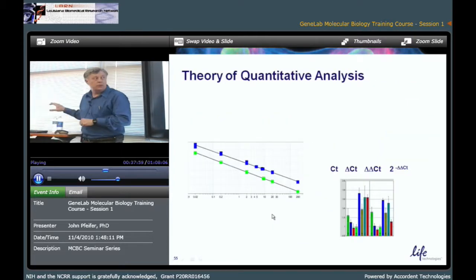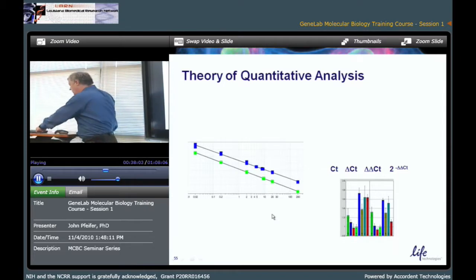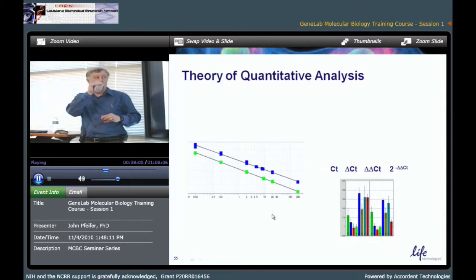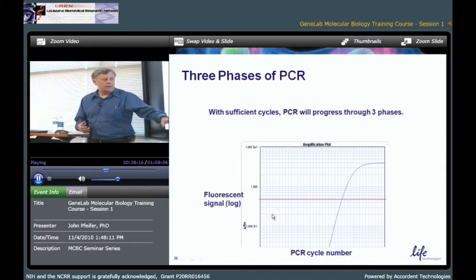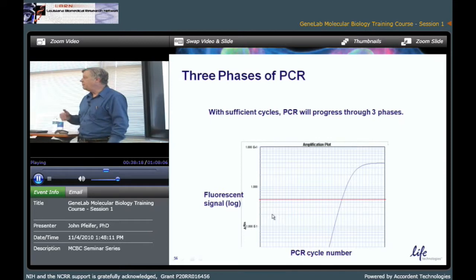Now I'd like to move into the area of analysis. So let's start with the foundation, which is the 3 phases of PCR. For those who are new, we have 3 phases of PCR that, if you let it, PCR will progress through.